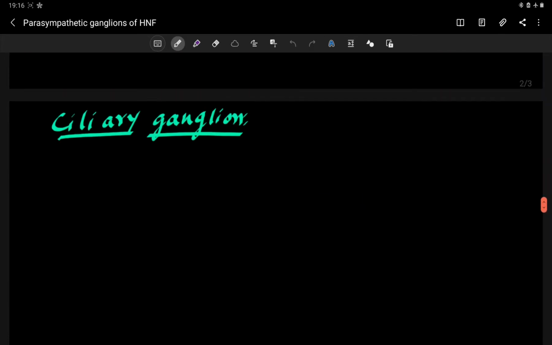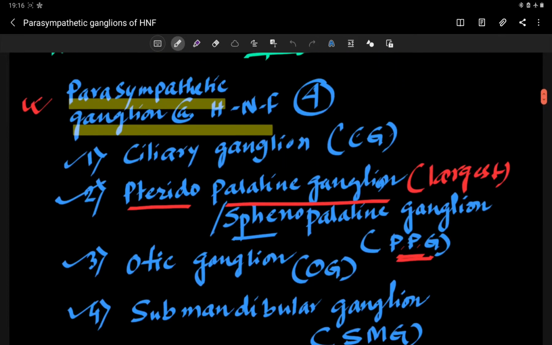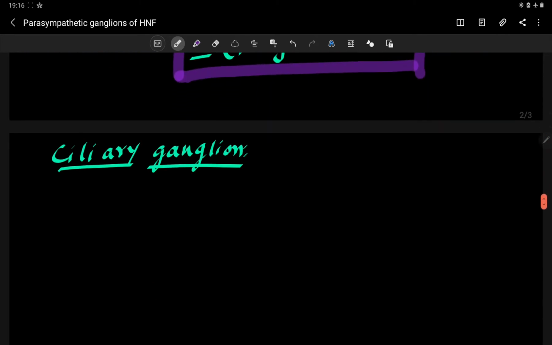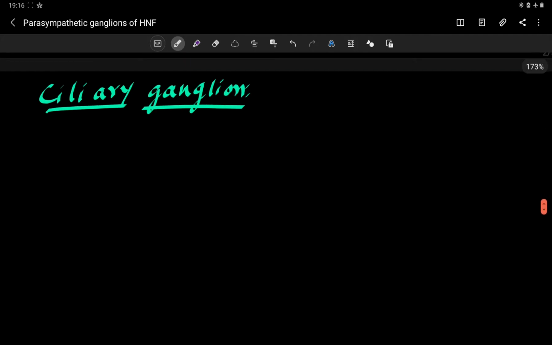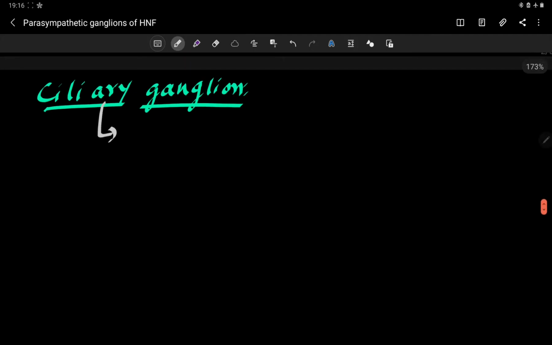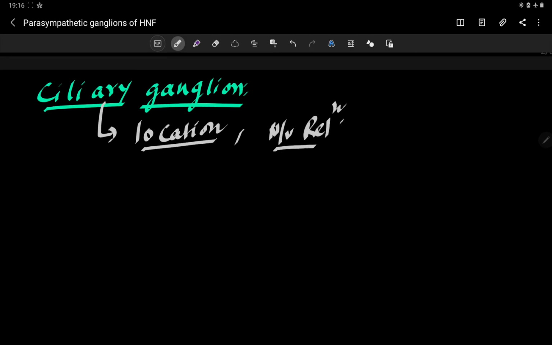Now let's talk about the ciliary ganglion. Let's start with the ciliary ganglion. All right, so ciliary ganglion. Okay, so the things required to know here are: first of all, the location, and the nerve relation of ciliary ganglion. So first talk about the location of ciliary ganglion.